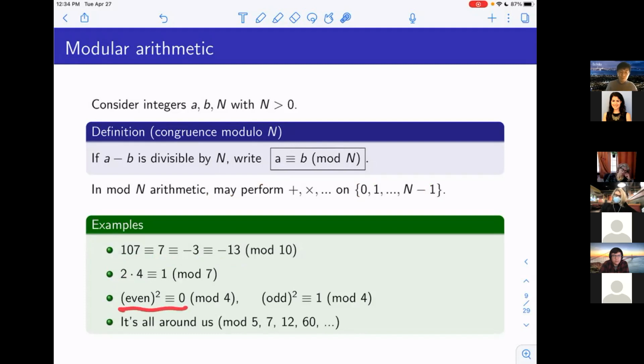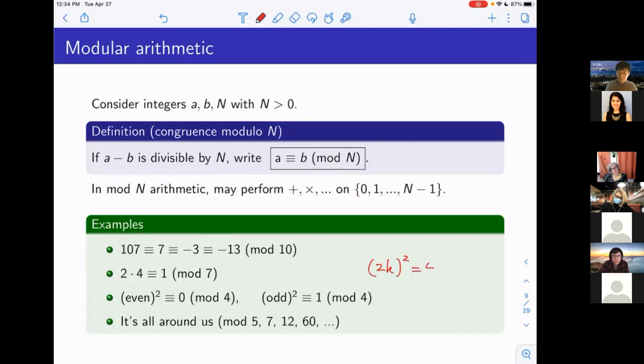And well, an even number squared is 0 mod 4, an odd number squared is 1 mod 4. This takes a little bit of thought, and I can quickly prove this. So an even number, you can write it like 2k, k is an integer, then its square is 4k squared. So that's divisible by 4, which means that it's congruent to 0 mod 4. And an odd number can be written as 2k plus 1. And then if you square, that is 4 times something plus 1. So that's congruent to 1 mod 4. So that's how you see it.